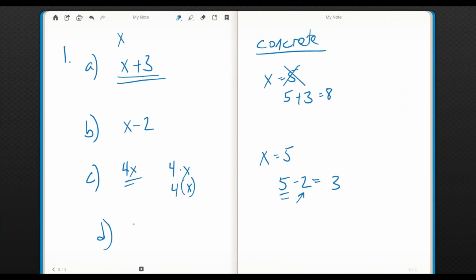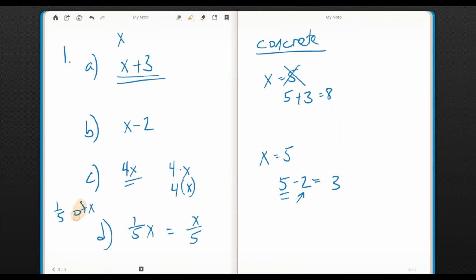Letter D, 1/5 of x. What we mean by that is take the number x, divide it into 5 parts, and count one of them. It's the same thing as x over 5. And actually, I wrote it like this. This is actually another way to write the answer. When you say 1/5 of x, it is perfectly fine.